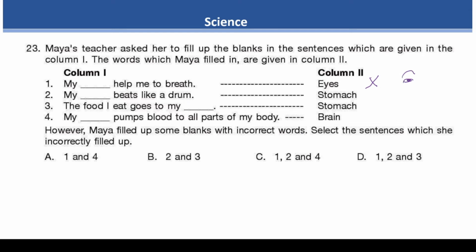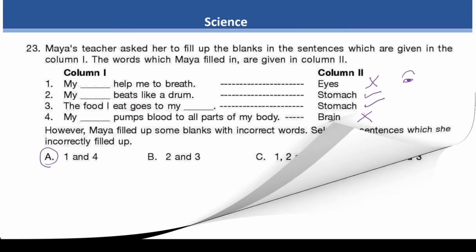My dash beats like a drum. My stomach. This can be right. When you're hungry, your stomach beats like a drum. It growls. Next is the food I eat goes to my dash. My stomach. Correct. And third is my brain pumps blood to all parts of body. No, brain is the thinker, just gives instructions. So option A, 1 and 4 are incorrect for Maya.